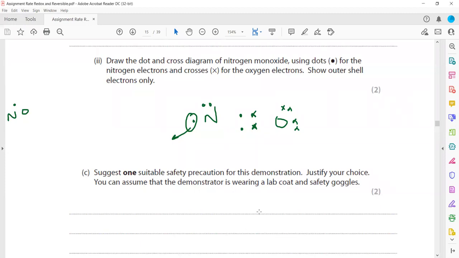Suggest a suitable safety precaution. So what is the safety precaution for NO? NO is a toxic gas, and chromium 3 oxide is also toxic. So we should use a fume cupboard here, or wear safety goggles, or take similar precautions in the case of chromium oxide. So these are some questions related to the topic.